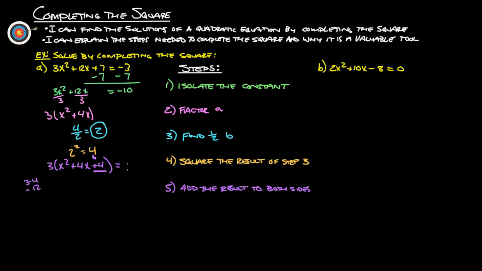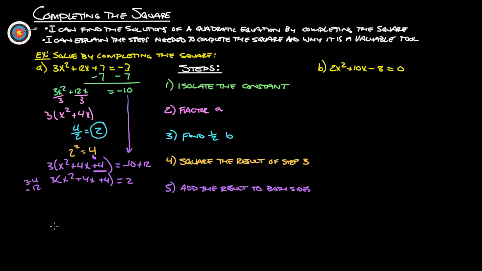So what we're going to need to do is take the -10 that we have from way up here, and we're going to need to add 12 to that. Okay, so that's going to give it, and we'll just rewrite this. Well, really, this side over here is just going to end up equaling 2, right? So we have 3 times x squared plus 4x plus 4 equals 2.